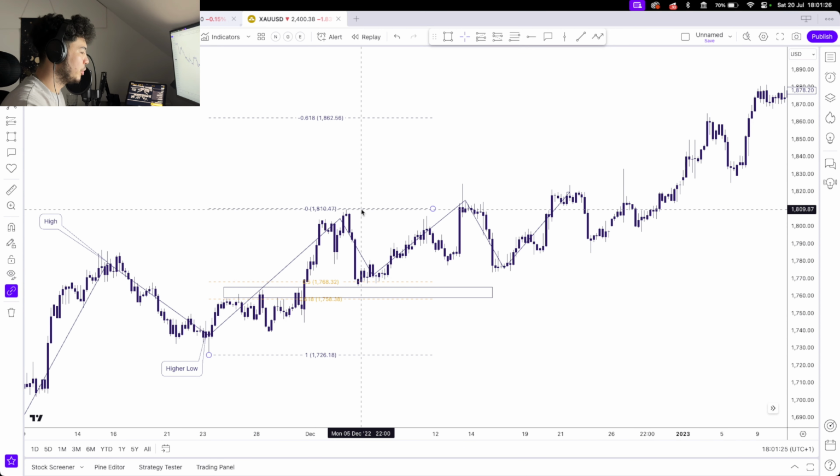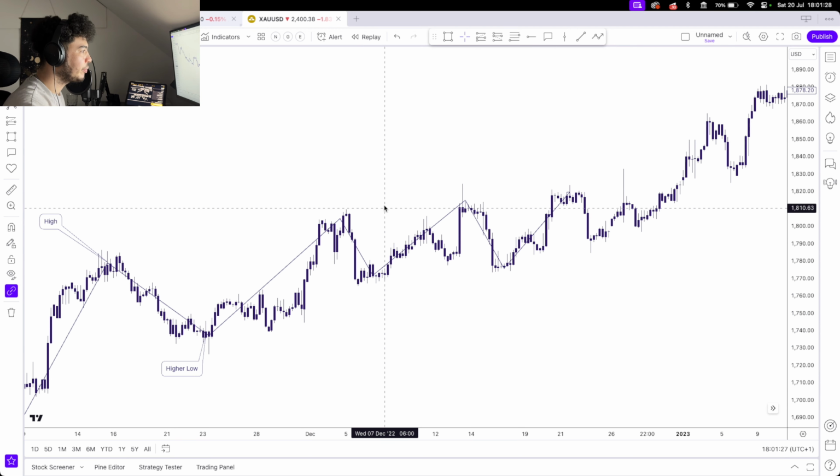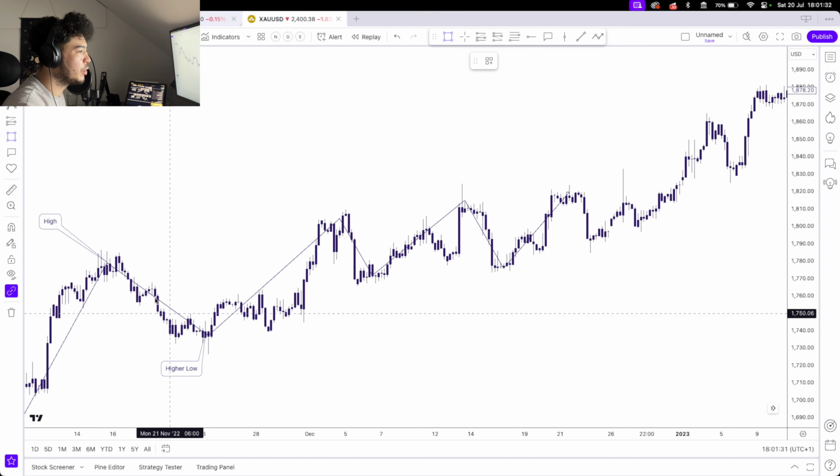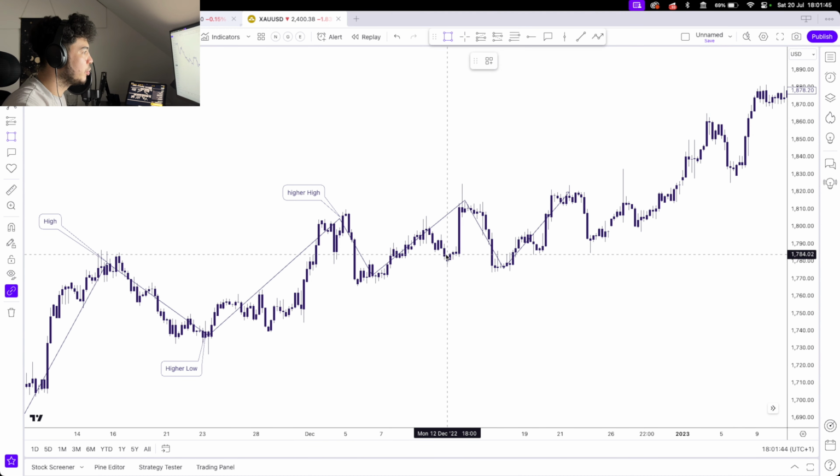So let me just remove the previous drawings from here. So what we can do is look and say, okay, we're clearly in an uptrend here. The markets are moving up. We've got our high, a higher low. We've created this higher high right here. And now we look for some levels of support or resistance.